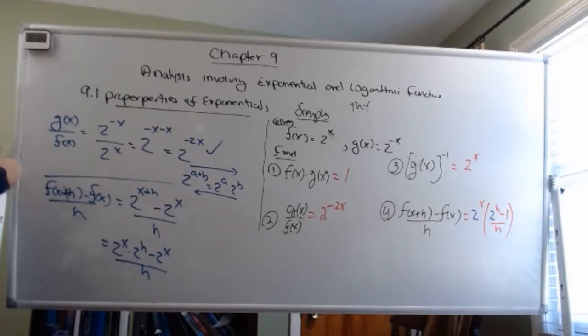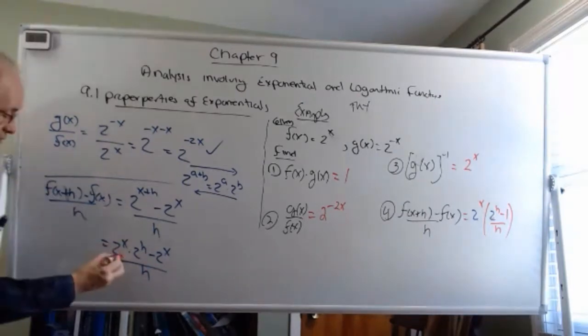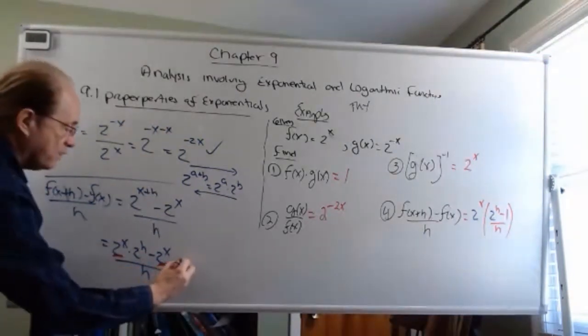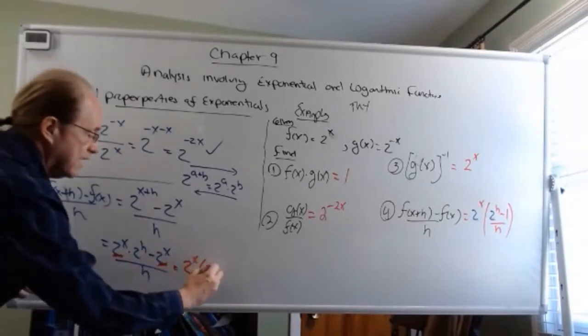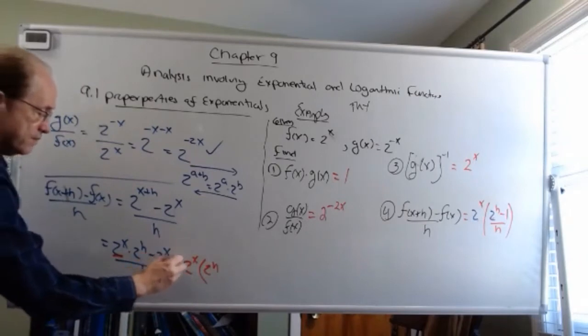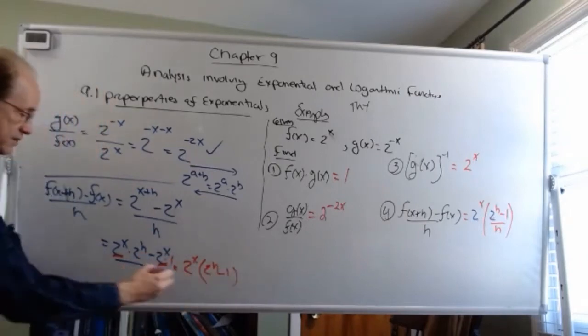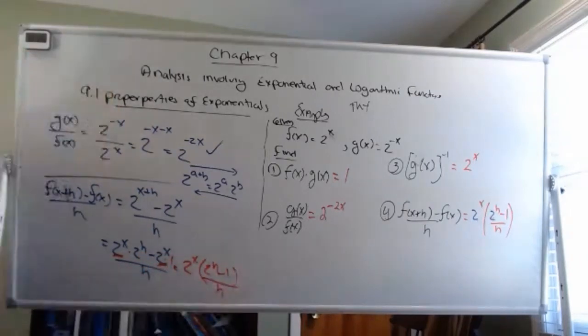Why? Because now I notice that I have a common factor of 2 to the x, and I can pull that out front. And what gets left behind? Well, that's 2 to the h, and there's always a factor of 1 there, minus 1, and this is all over h. So that's what I have.